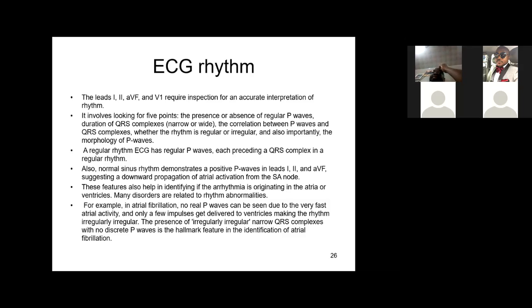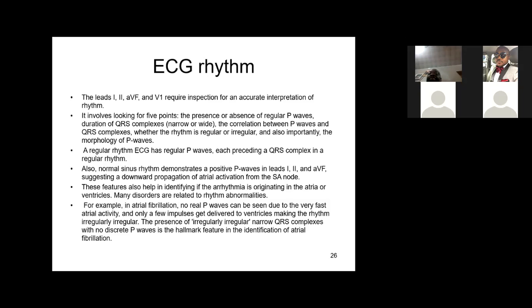A normal sinus rhythm demonstrates positive P waves in leads 1, 2, and AVF, suggesting a downward propagation of atrial activation from the SA node. These features also help in identifying if the arrhythmia is originating in the atria or ventricles. Many disorders are related, of course, to rhythm abnormalities.